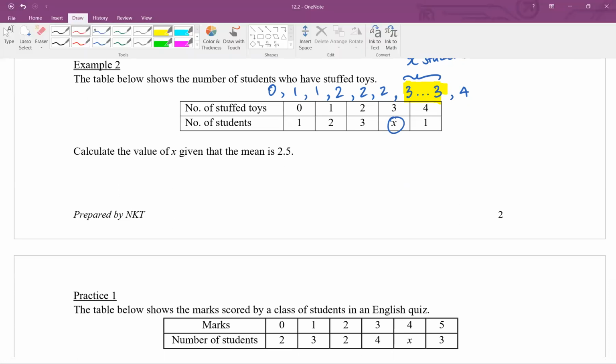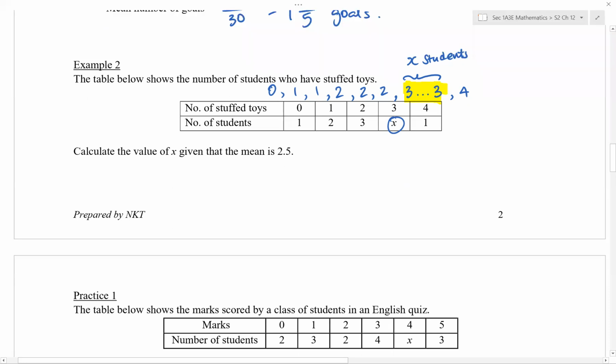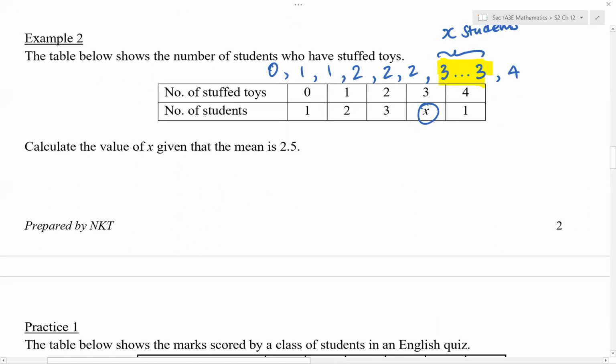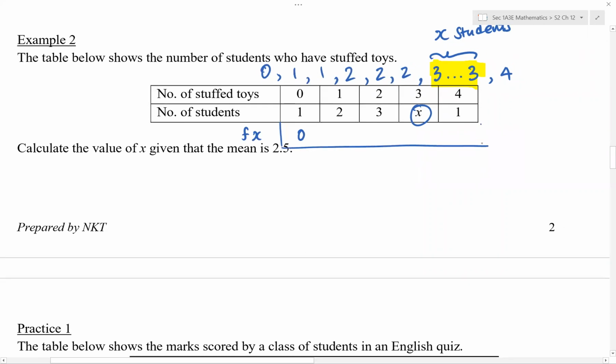Using our formula, or in fact just using our own logic, if you want to find the mean, you will be adding everything up and dividing by the number of students to give us the mean of 2.5. So let us try adding everything up. So how many zeros are there? There is only 1. So 1 times 0 is 0 toys. Now we've got 2 students. By the way, this is fx. We're creating another row at the bottom.